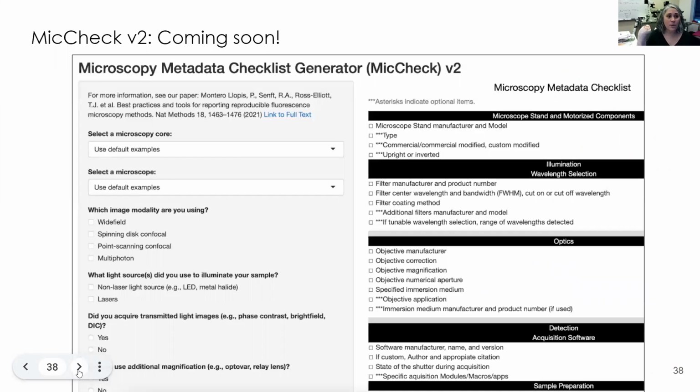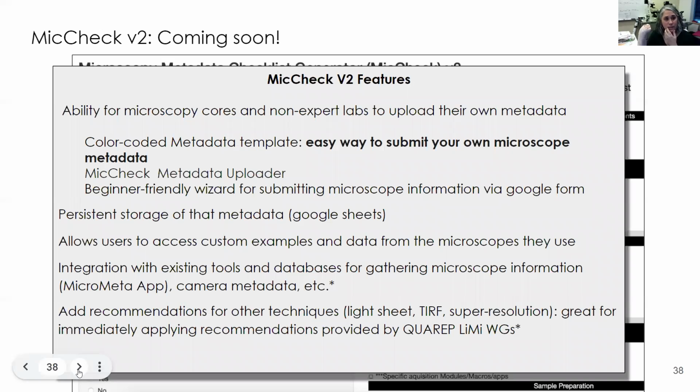We are also improving MDCheck. Rebecca talked about this at the last AIM conference. The new features are for microscopy courses and non-expert labs to upload their metadata. We want to have a wizard that will guide people who are not experts in microscopy on how to get the information. It will store the repositories. You will get custom examples, and it will integrate existing tools and databases to gather the microscopy information.